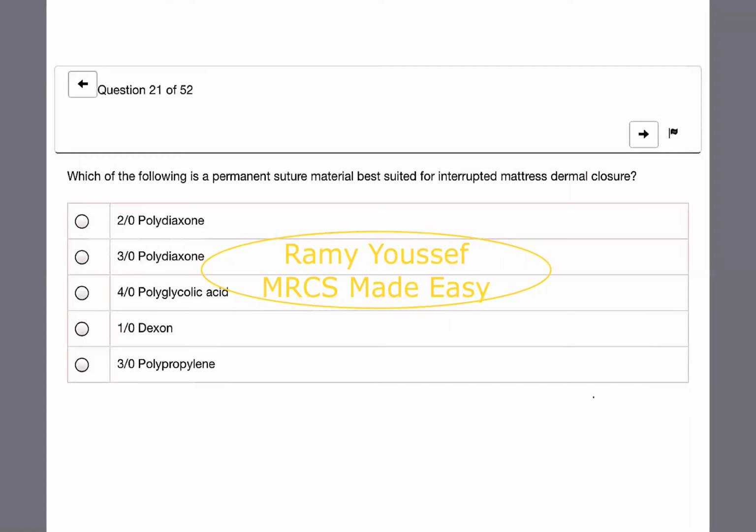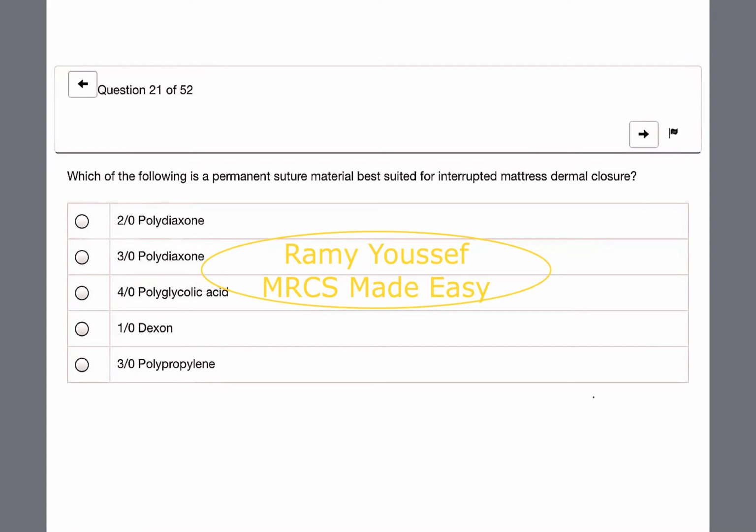Again, for suture materials, who's ready about this? Dr. Ghada, start again. Which of the following is a permanent suture material best suited for interrupted mattress dermal closure? 2-0 polydioxone, 3-0 polydioxone, 4-0 polyglycolic acid, 1-0 dexon, 3-0 polypropylene. Either A or B, 2-0 polydioxone.